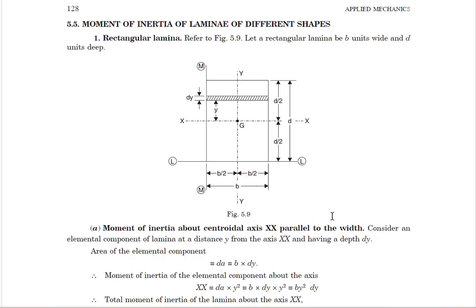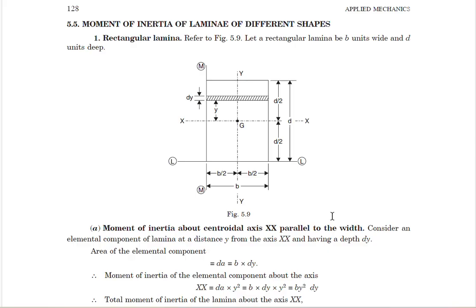Okay, so let this be a lamina which is shown in this figure 5.9, and it has a thickness of b, or you can call it a breadth b, and depth of d. And there are two axes, one passing through its CG along the x-axis, and the other passing through its CG along the y-axis. They are shown as x and y respectively.